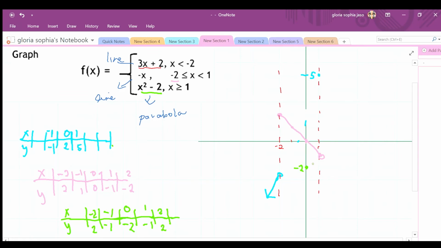Ayan. And then, kung 1, negative 1. So, dito. Tapos, kung 2, positive 2. Okay, so that is a parabola that opens upward. So, ganito yung itsura niya, class.